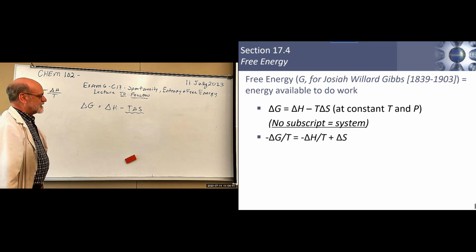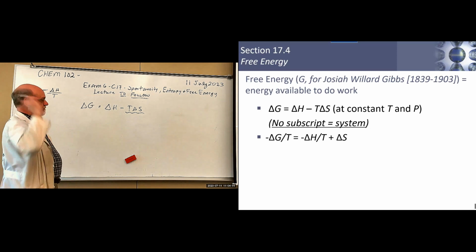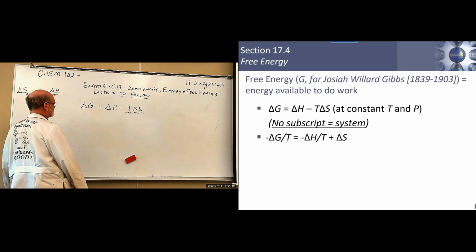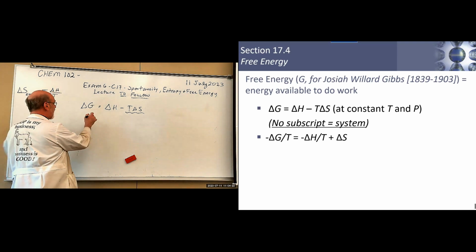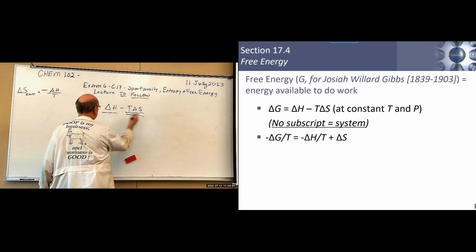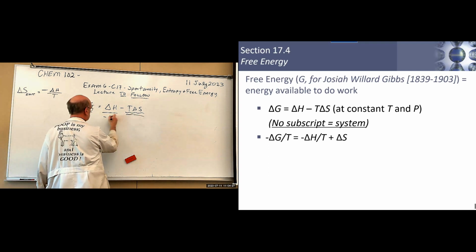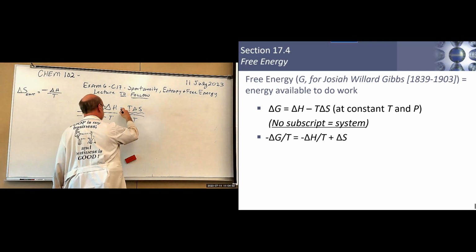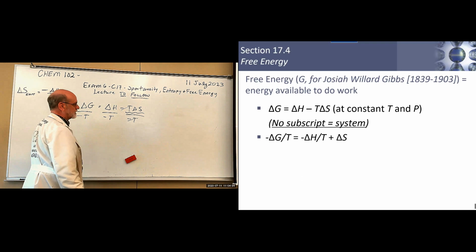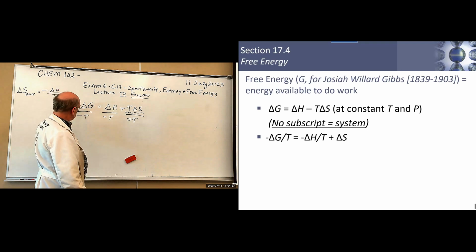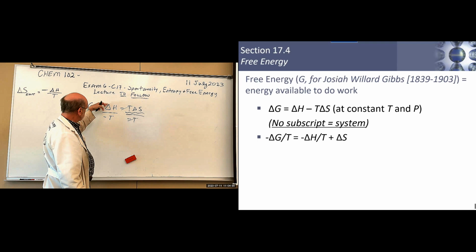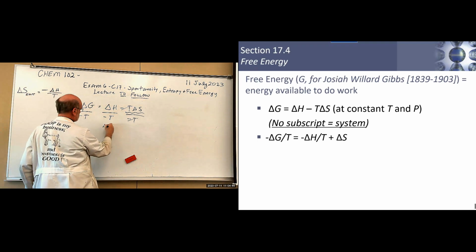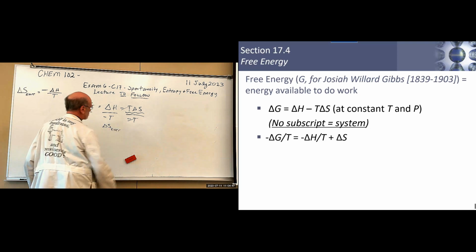Okay. So if we do a little mathematical gyration here and divide the whole thing through by a negative T, right? Okay, so that cancels this T, that negative T. It leaves us with negative delta G over T equals delta H over negative T. Well, you see here, this one is delta S surroundings.